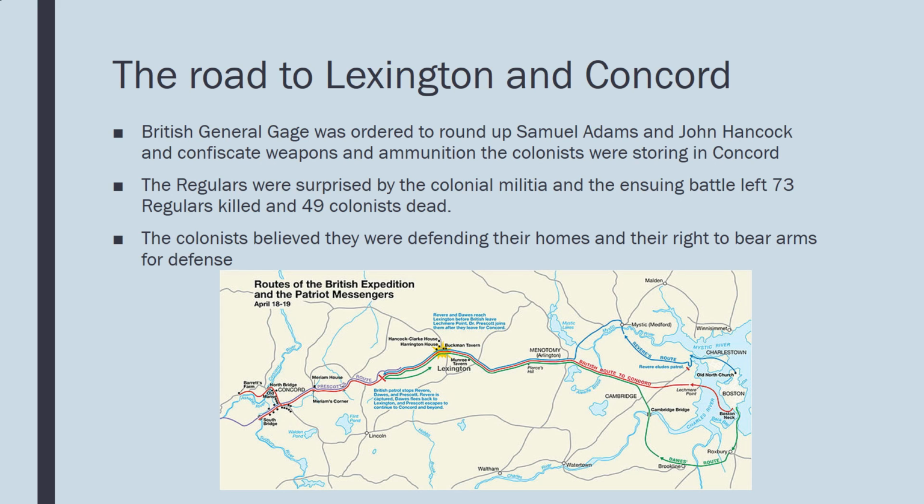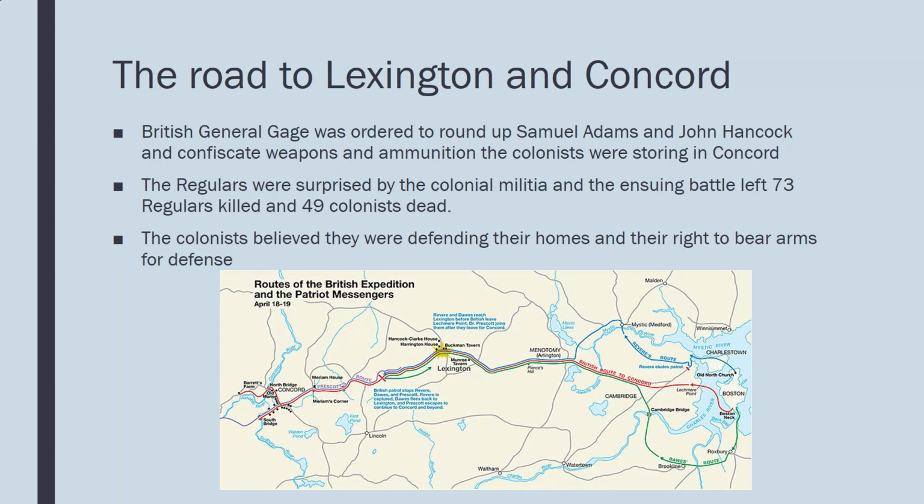The British General Gage will be ordered to round up Sam Adams and also John Hancock, two of the major leaders of this revolutionary movement, parts of the Sons of Liberty, both very popular, but also very popular in terms of their writing. So they are getting the word out very effectively about what's happening in Massachusetts and Boston. And so that's why the British realize if we can get these two guys, maybe we can put a lid on things. He's also told to confiscate weapons and ammunition that the colonists were storing in Concord.